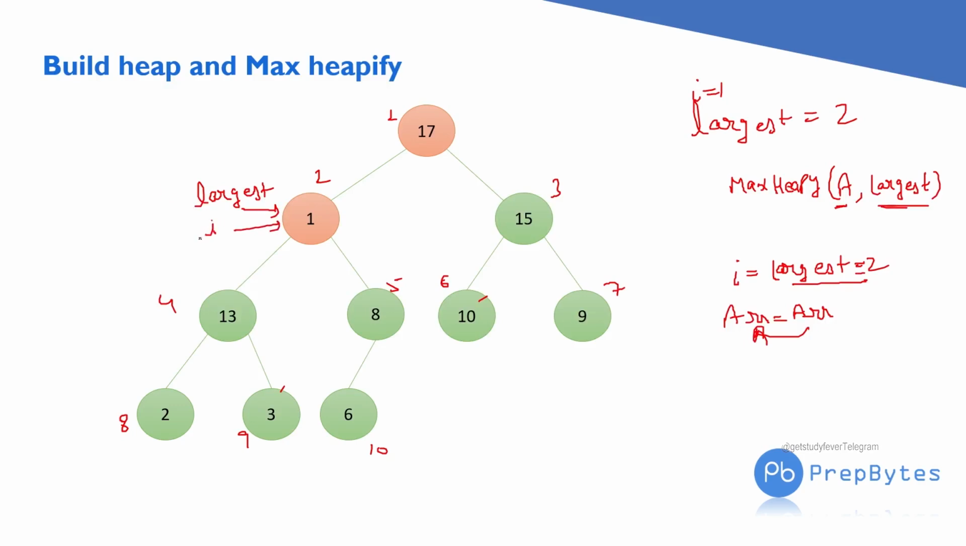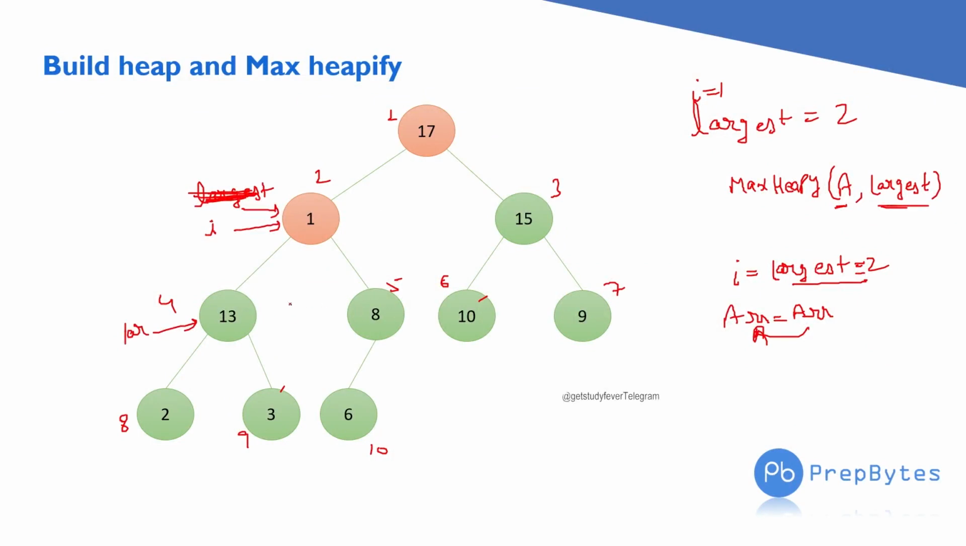I will now start pointing here, and we do not have a largest now because the recursion is again starting. So I will start pointing here. So next the same process will start again. It will check with 13 and it will check with 8. Who is greater? 13 is greater. So largest will start pointing to 13.